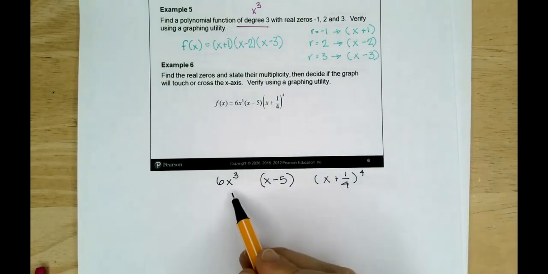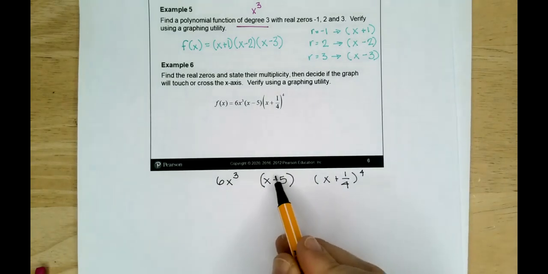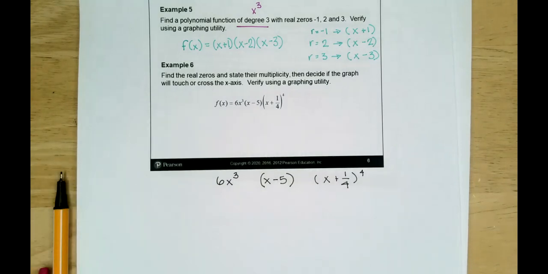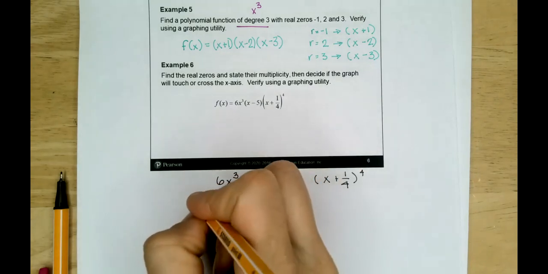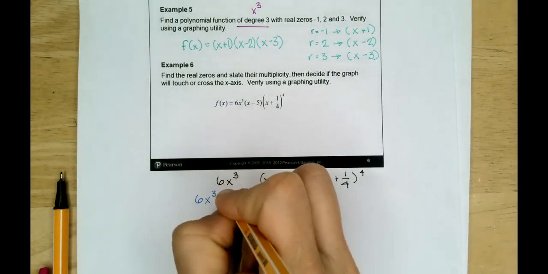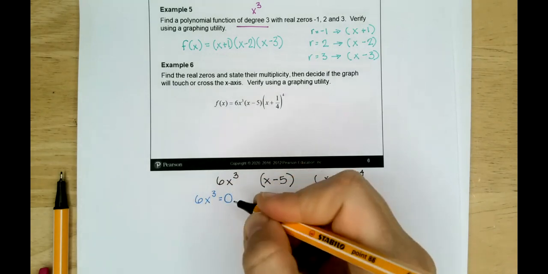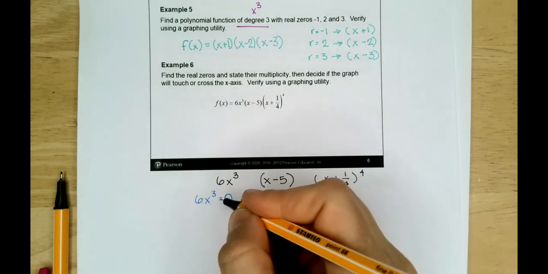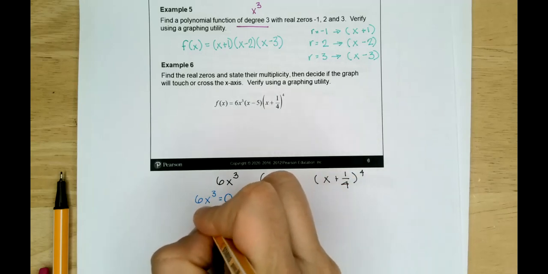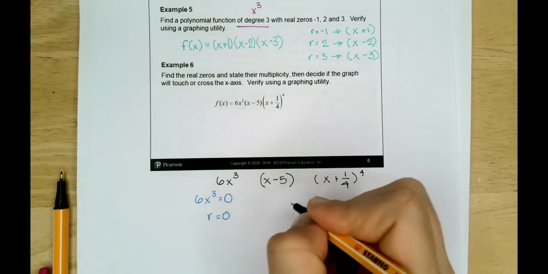So our real zeros, it says you take the opposite of it and combine it with x, but really we're solving it for x. Another way to look at the real zero is set it equal to 0 and solve for x. So here we would take 0, divide it by 6, and then take the cube root of it, and we would get that r equals 0.